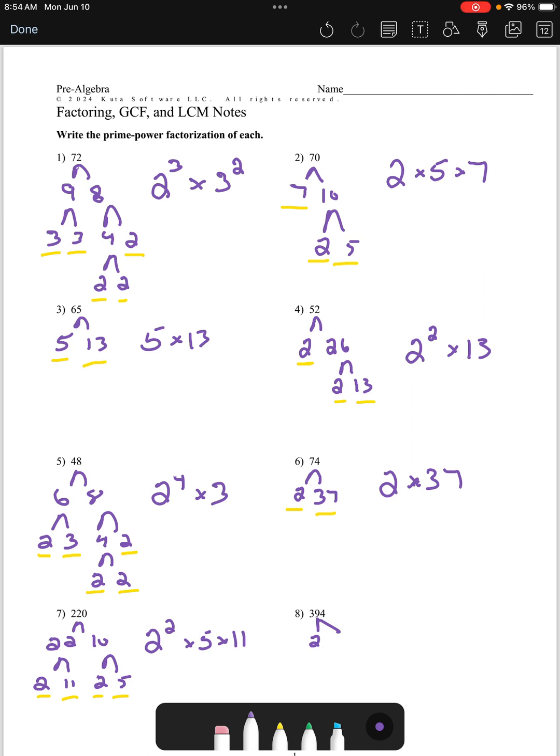Finally, number 8, we have 394. So I know it's even. I can cut it in half. Half of 394, how are you supposed to know what that is? Well, what's half of 400? That's 200. This is 6 less than 400, and since we're dividing by 2, what is 3 less than 200? That would be 197.